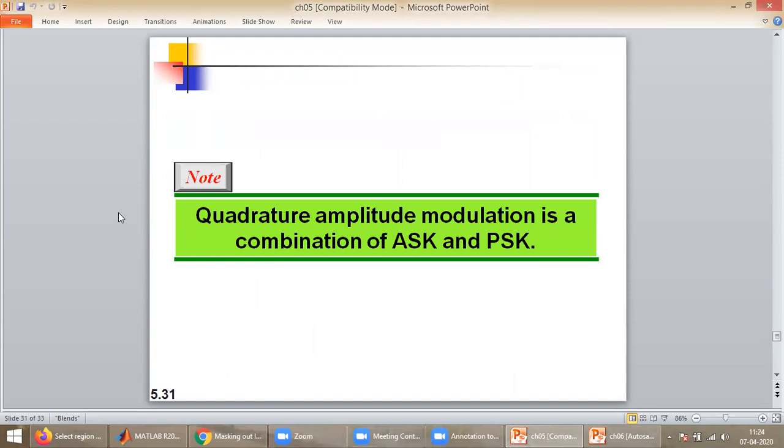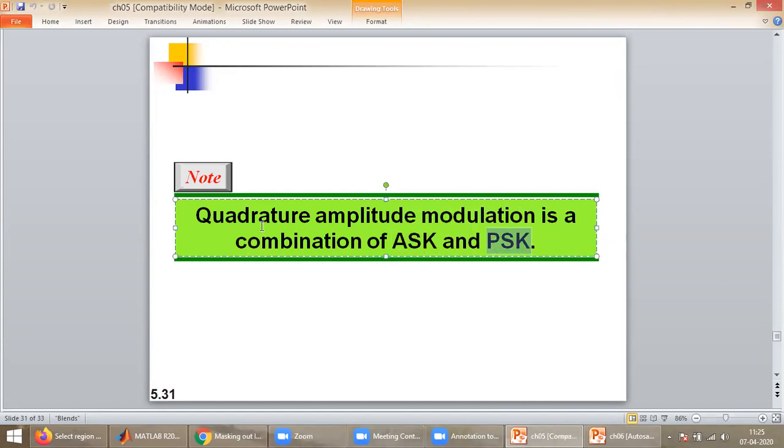Now we'll see the last concept, quadrature amplitude modulation. Quadrature amplitude modulation is the combination of the amplitude shift keying method and the phase shift keying method. So we discussed amplitude, frequency, and phase. The last one is the quadrature amplitude modulation method. Here we are using two things: the amplitude shift keying method and the phase shift keying method.